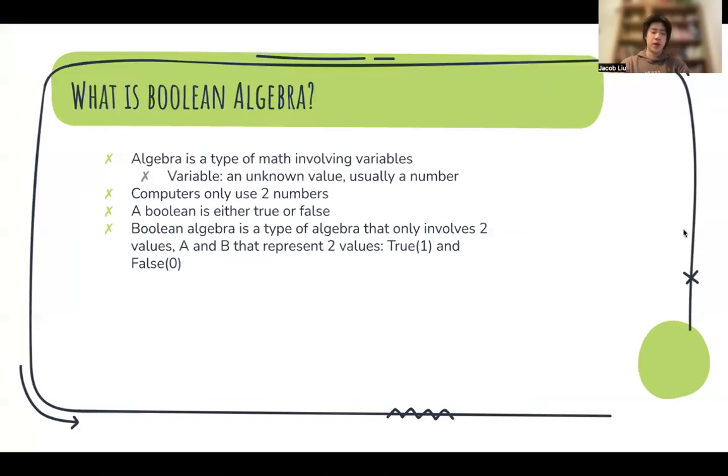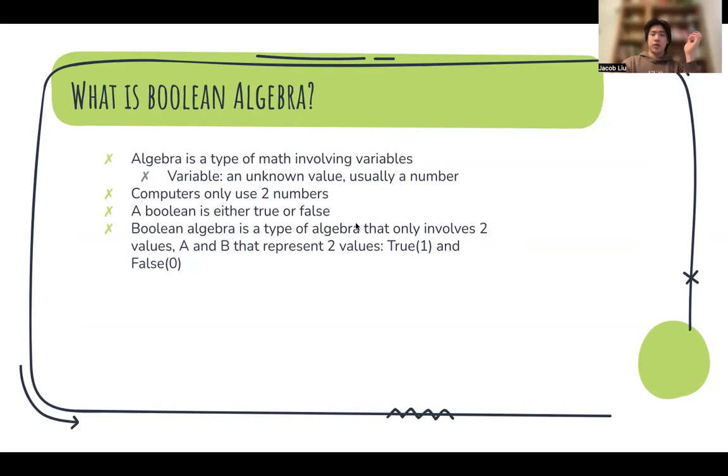Okay, so let's get started. First of all, what is Boolean algebra? Well, in order to know what Boolean algebra is, we first need to know what algebra is. Algebra is a type of math involving variables. Variables are letters like X, Y, Z, A, B, C, and they store an unknown value.